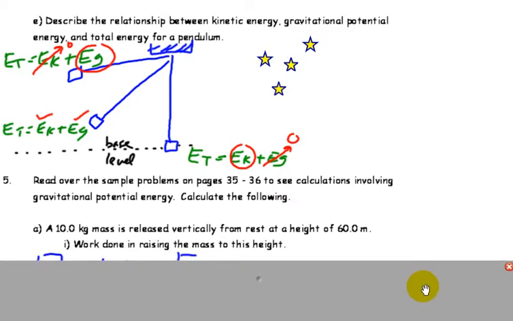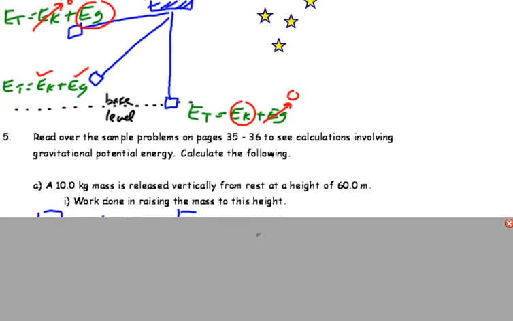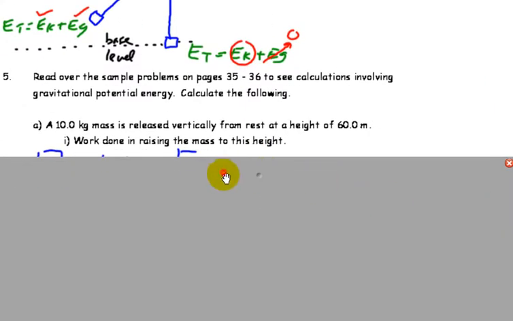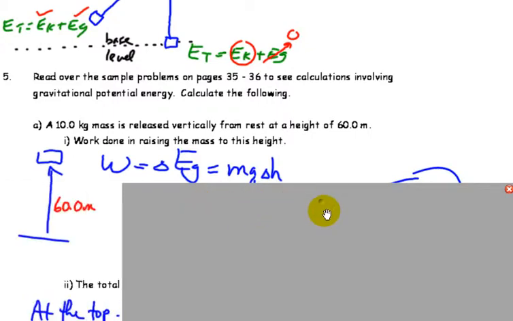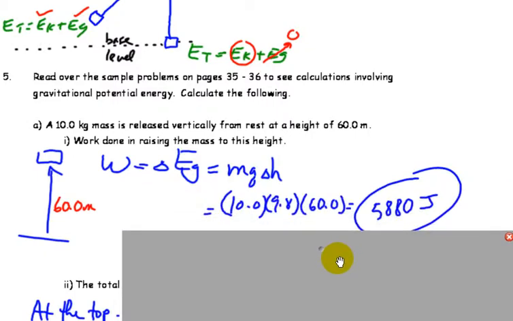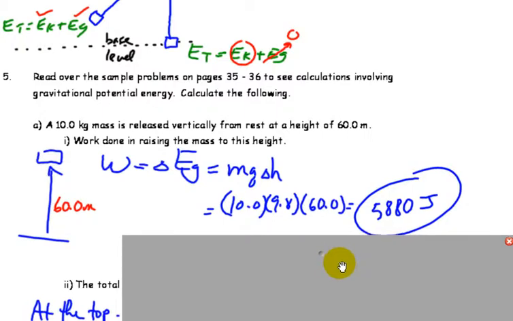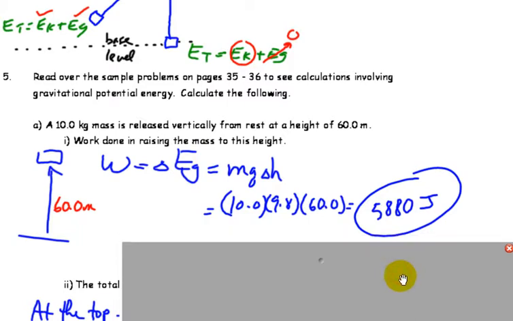Okay, so take a look at some examples here. A 10 kilogram mass is released vertically from rest at a height of 60 meters. What's the work done in raising the mass up? So, of course, work done here is equal to change in energy. And in this case, we're lifting something up. So, the change in energy that's happening there, of course, is gravitational. Okay, so we have a height of 60 meters. We know the mass, gravitational acceleration. So, mgh. 10 times 9.8 times 60, so that works out to be 5,880 joules.